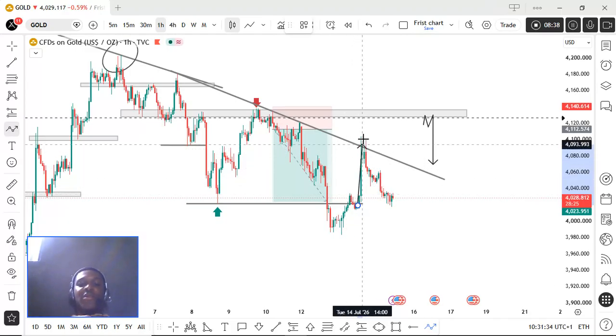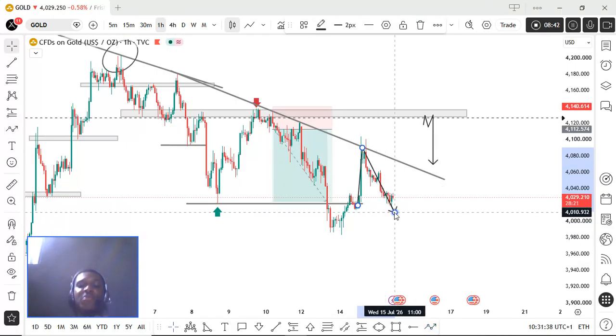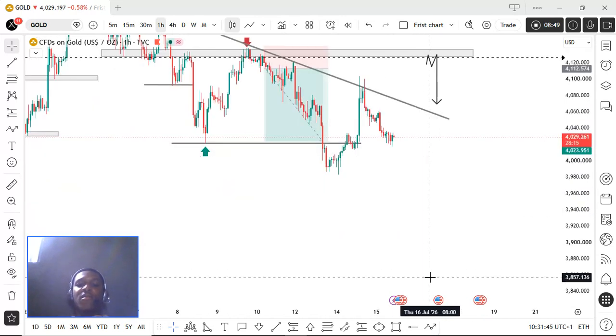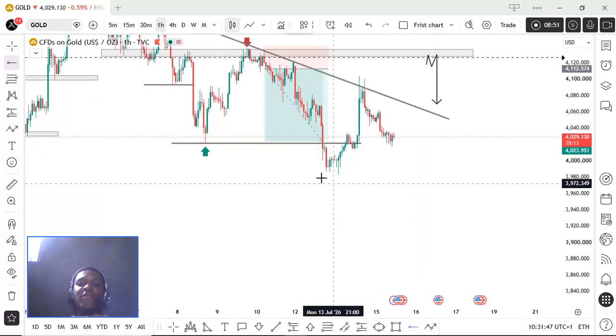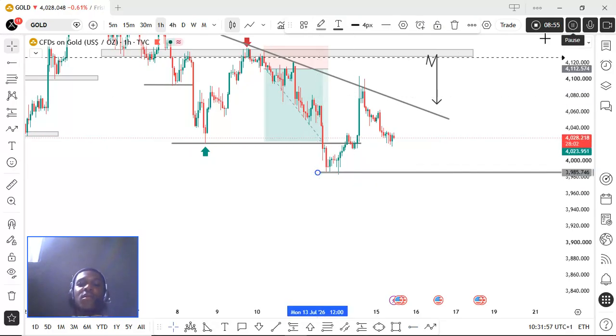So the market rejected this trend line and started going down. For me right now, I will not be trading. This will be my setup. My first setup, this will be my level to sell. See, I put my trend line. My next setup is very simple. My next setup is I'm going to be expecting the market to come.